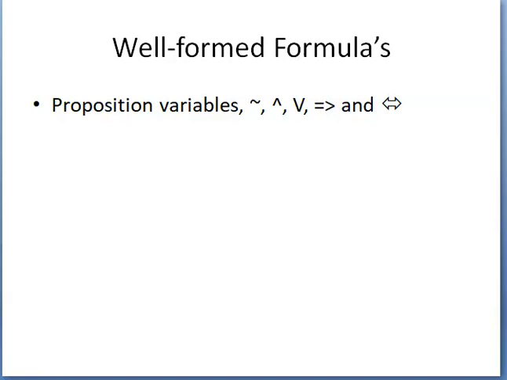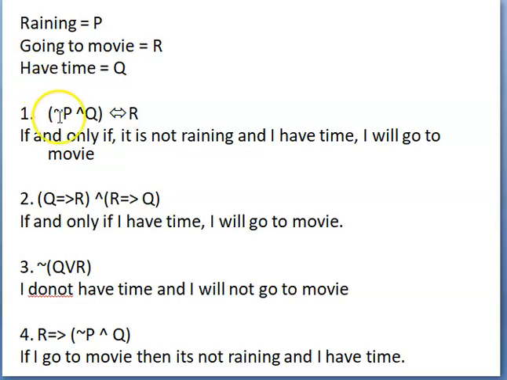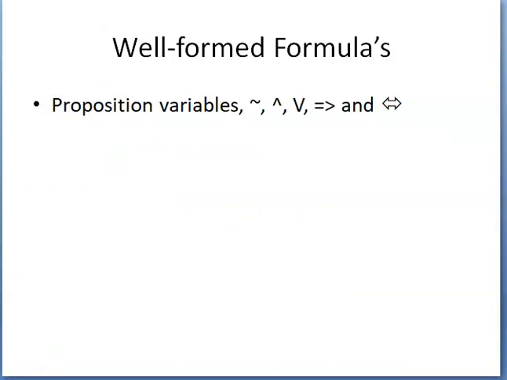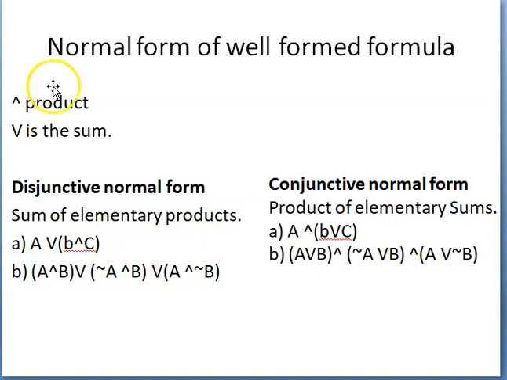So all the sentences that we have seen in the previous examples, all these sentences, they are well-formed formulas. Now, this is a general definition of a well-formed formula. Then we have a normal form of a well-formed formula. A normal form of a well-formed formula has specific restrictions on the way the propositional sentence is constructed.